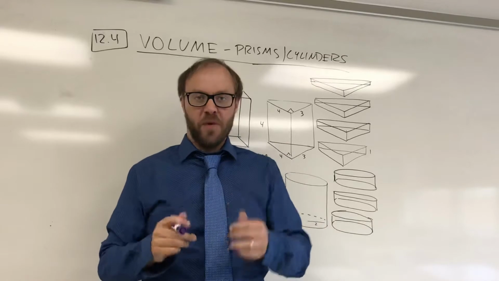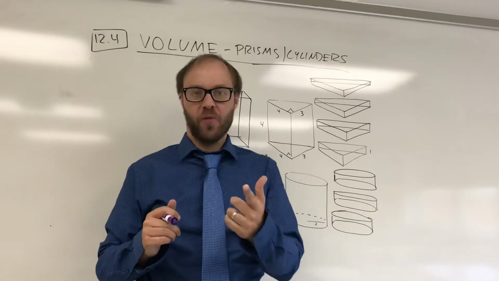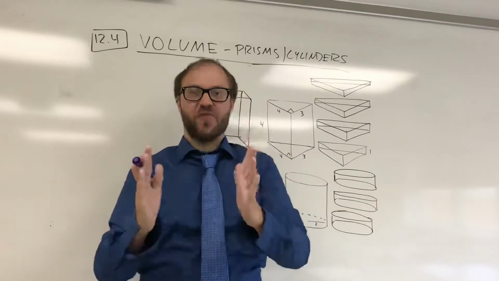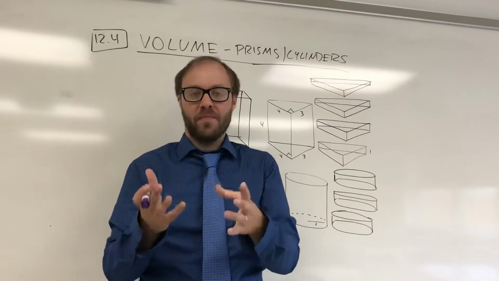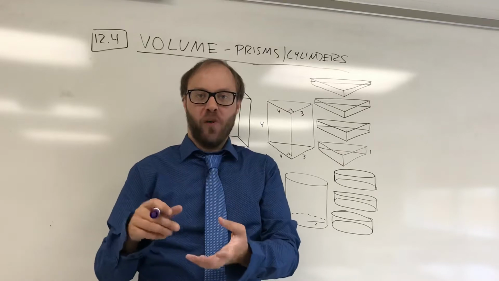In this section, we're going to be working with prisms and cylinders. And prisms and cylinders both work the same way. They both have congruent shapes on the top and the bottom, and they have straight sides connecting them. And what happens is, if you remember in my example with the blocks, I had a 2x3x4.